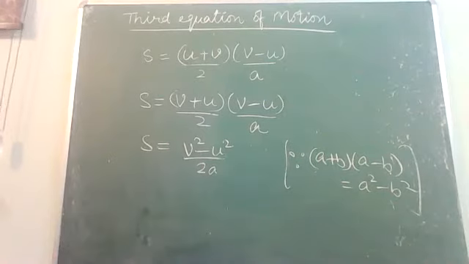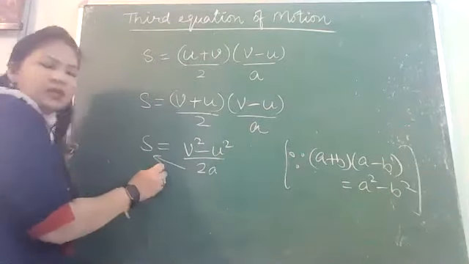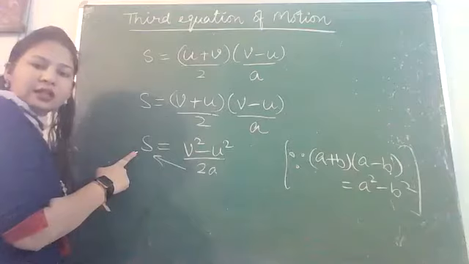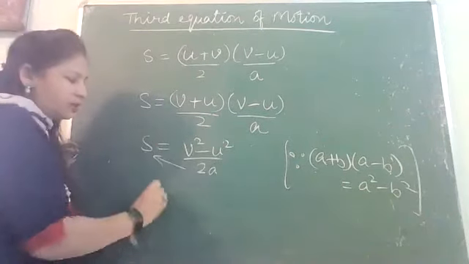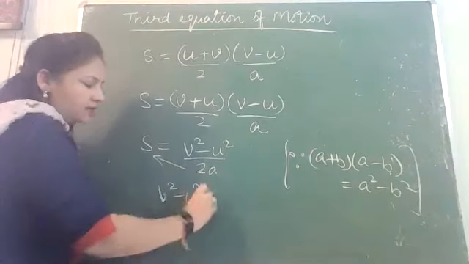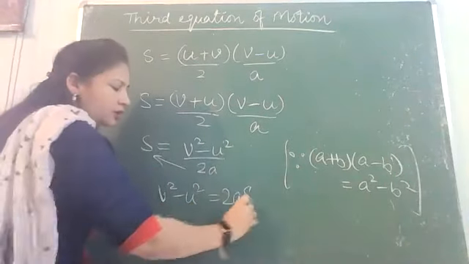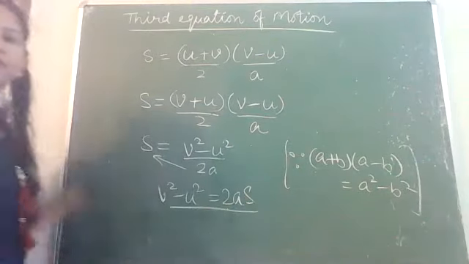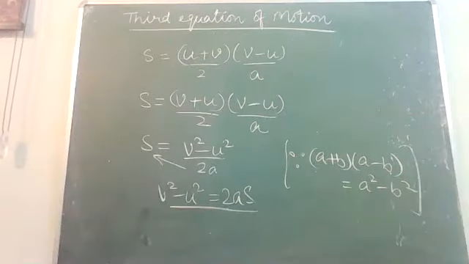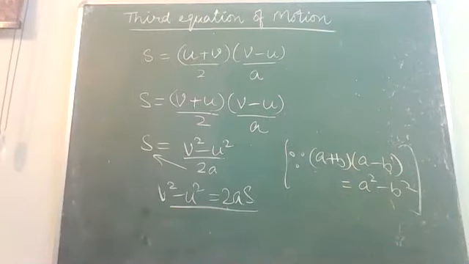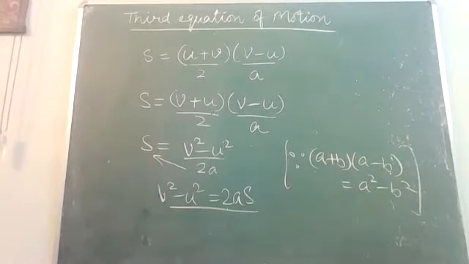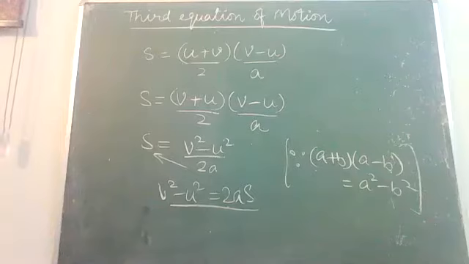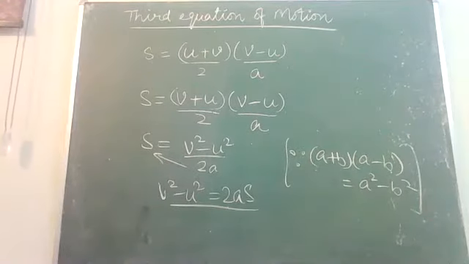Just after that, what we have to do, we will cross multiply. 2a goes on the other side, so it becomes 2as, and we are left with v square minus u square on one side and 2as on the other side. So this is the proof of the third equation of motion. Okay, so the proof of the third equation is clear to you all. Is that clear now? Yes, Arshdeep Kaur.